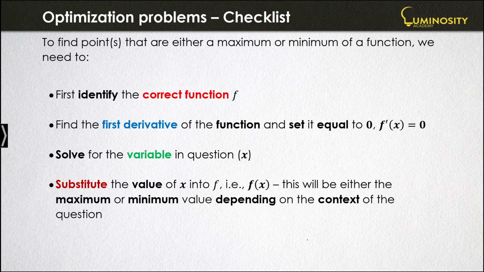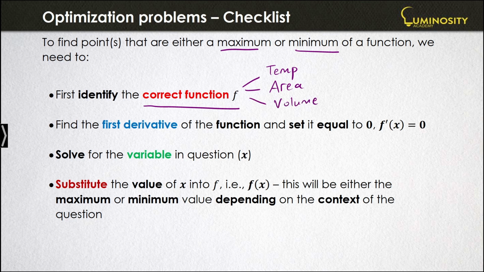So to find the point or points that are either a maximum or minimum of a function, we need to do the following procedures. First of all, based on the context of the question, you want to identify the correct function f. Some examples: we could look at the temperature of boiling water in a kettle, the area of some sort of gated fence for a farm, or the volume of a cool drink can to see how much cool drink we can hold in there. So the function f that you want to end up creating must depend on the context of the question for your optimization problem.